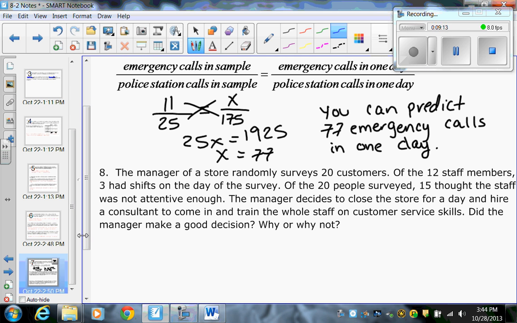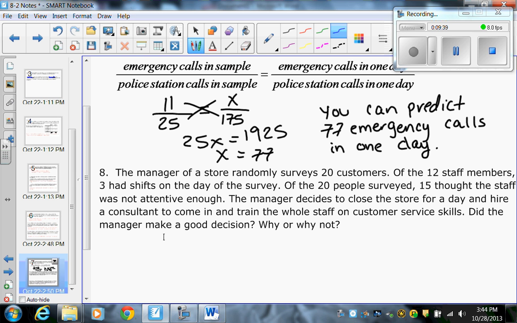Example 8 says the manager of a store randomly surveys 20 customers. Of the 12 staff members, 3 had shifts on the day of the survey. Of the 20 people surveyed, 15 thought the staff was not attentive enough. The manager decides to close the store for a day and hire a consultant to come in and train the whole staff on customer service skills. Did the manager make a good decision?